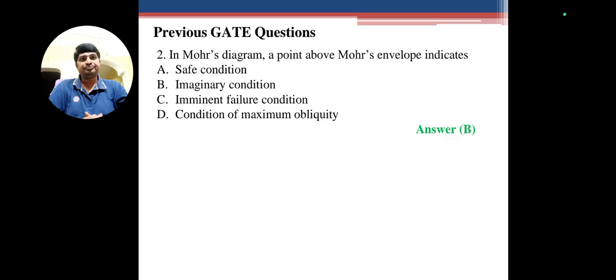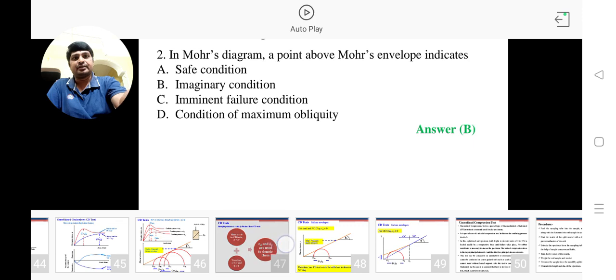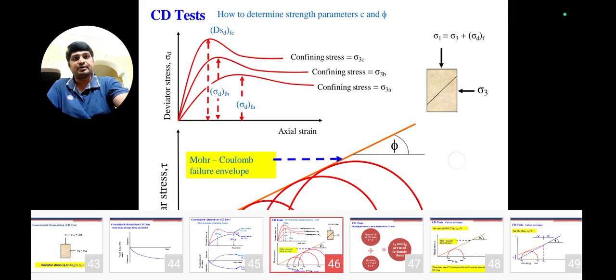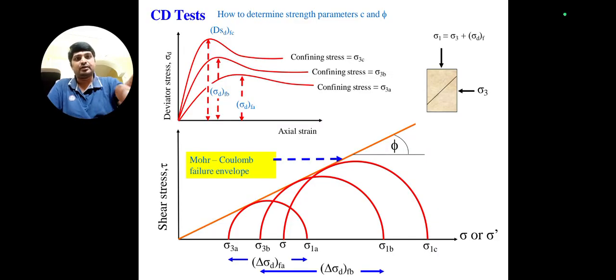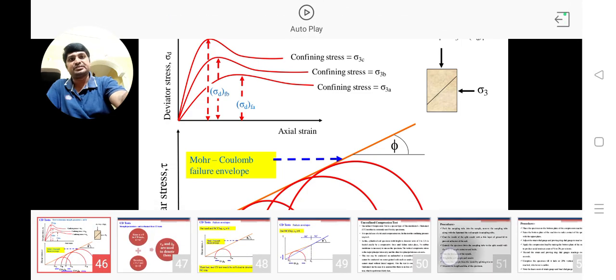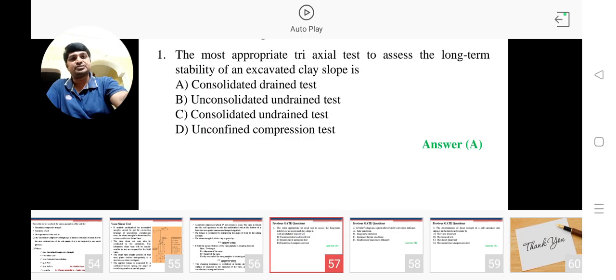Second one is the Mohr diagram. A point above the Mohr envelope indicates safe condition, imaginary condition, imminent failure condition, or condition of maximum stability. So when we observe the Mohr envelope diagram, this is the Mohr-Coulomb failure theory, where we observe failure circles or half circles. While drawing the half circles of the Mohr-Coulomb failure envelope, we imagine the starting point starting from the origin to the ending point, which takes an angle pi. So which is an imaginary line. The question is asked like this only here.